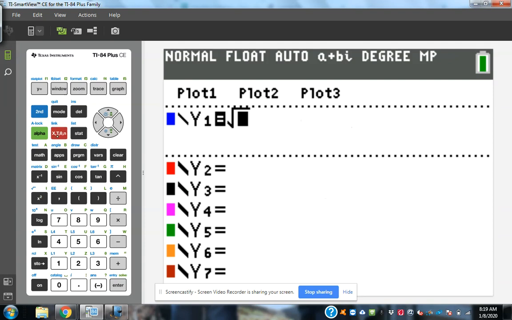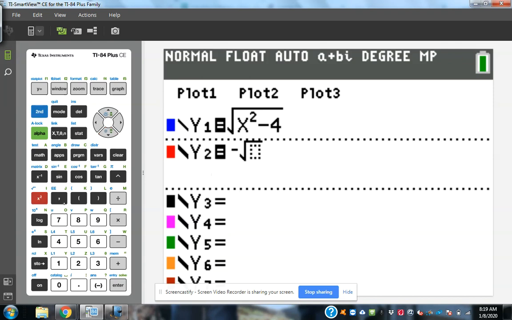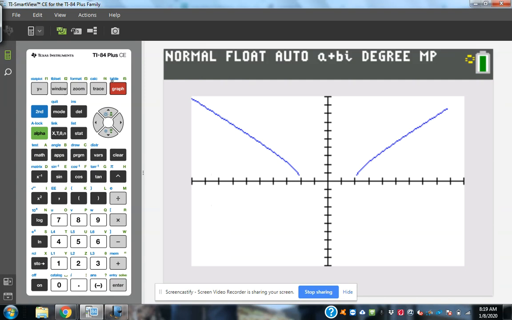So y1 is the square root of x squared minus 4, and then for y2, I'm going to put negative square root of x squared minus 4. And graph those together, and we see they're different colors, but they go together. The whole graph is one piece. Is it a function? That's the vertical line test. Definitely not. It would fail it in lots of places.